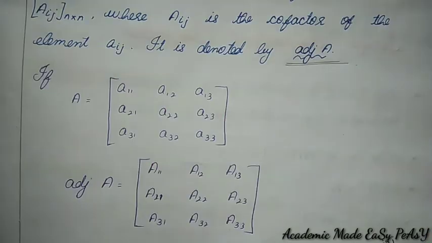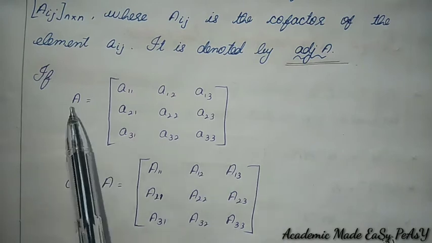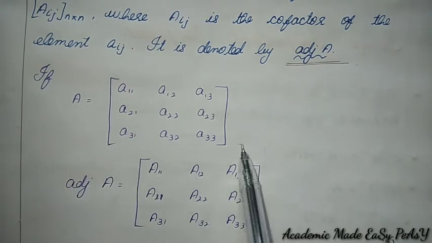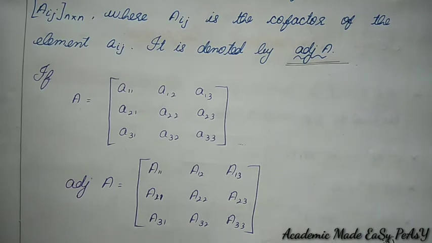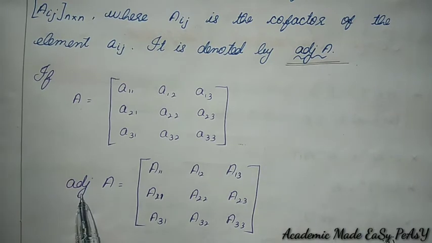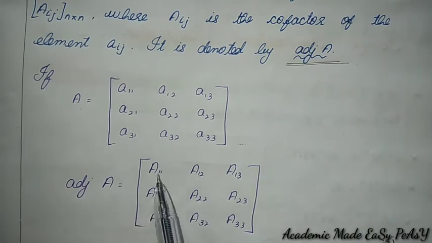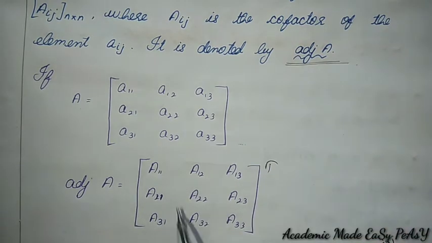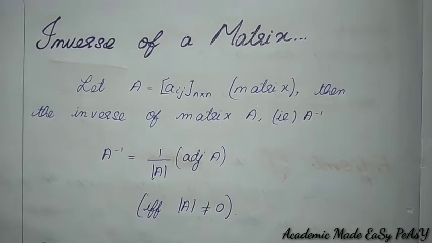I'll give you the general form of the adjoint of a matrix. See, this is the matrix which is given. So what is the general form for adjoint? Adjoint of A is equal to A11, A22, that is the cofactor, the whole transpose: the cofactor for each and every element and the transpose of it. That's it.